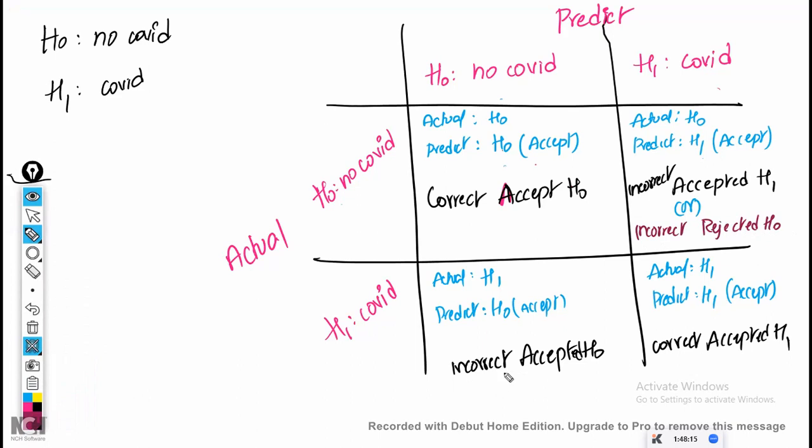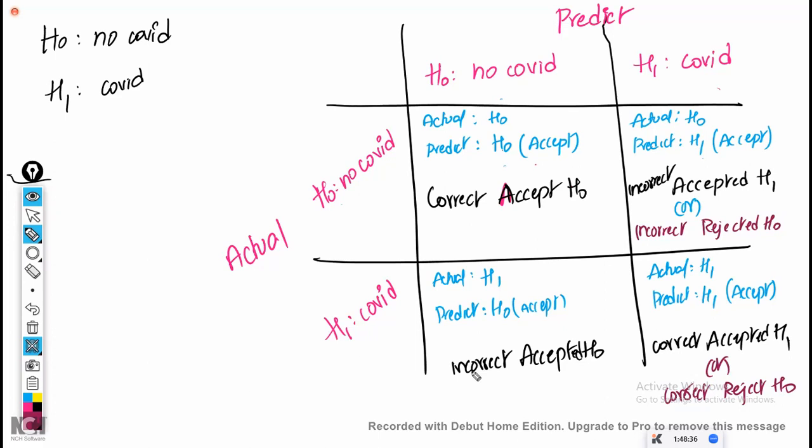Now this one, accepted H0. Accepted H0 means the H0 word is already there, so you don't need to disturb it. Wherever the H1 word is there, you have to write correctly rejected H0. Accepted H1 means you have rejected the H0. This is the confusion matrix.